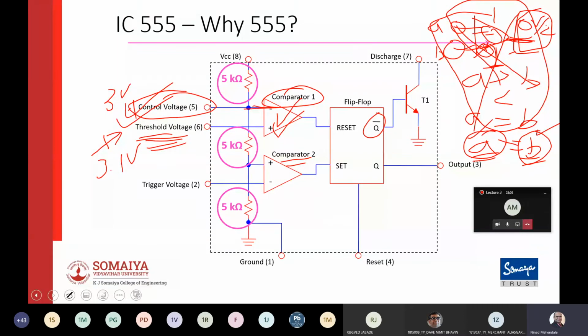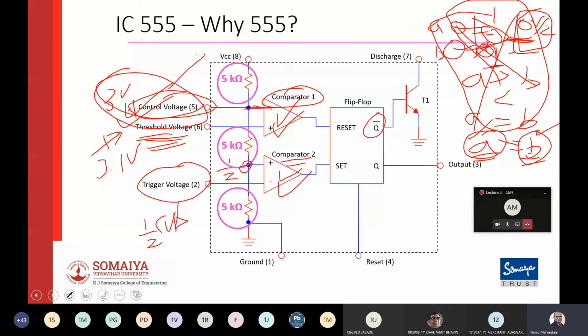Plus your op-amp is not ideal, so it will have its own offset current, and that's why you will never get this particular condition. So at that time, the trigger voltage will be control voltage by 2. And if you want to turn on comparator 2, your trigger voltage pin should go below half the control voltage. So now your entire timing and operations are controlled by this control pin, and that's why it is named control voltage. The only condition is control voltage should be less than 2/3 of VCC. If it is more, then your control voltage will not make any change in the output.